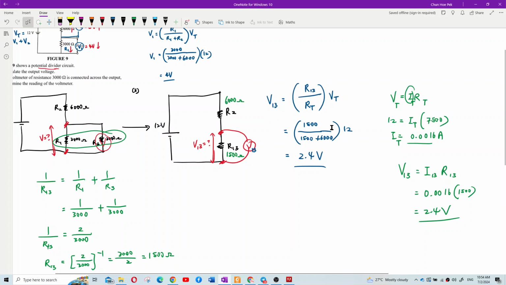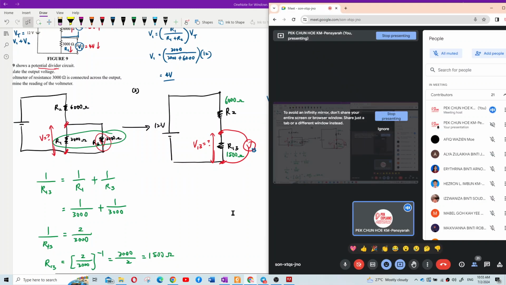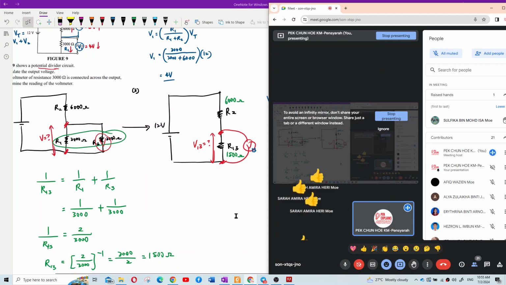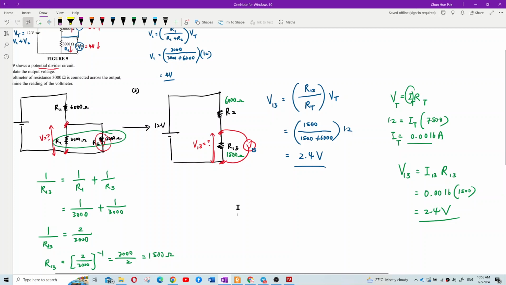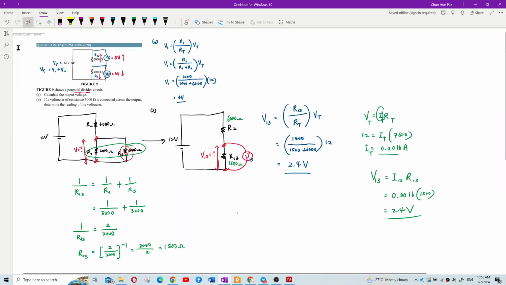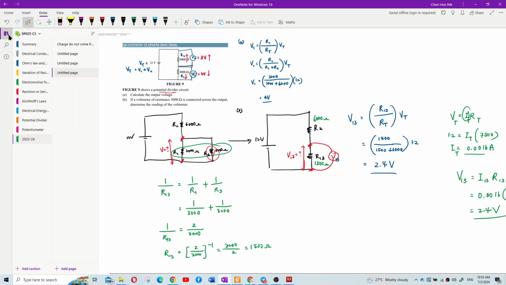Okay, class. This one using the potential divider formula. This one just uses Ohm's law, V equal to IR. Can you understand, class? Okay, good. So next, go to next question before I pass out.